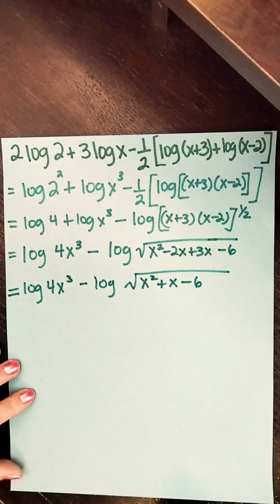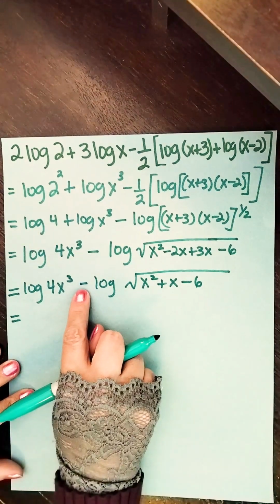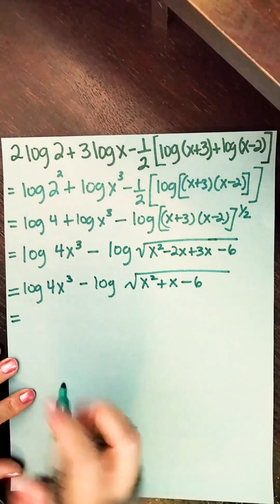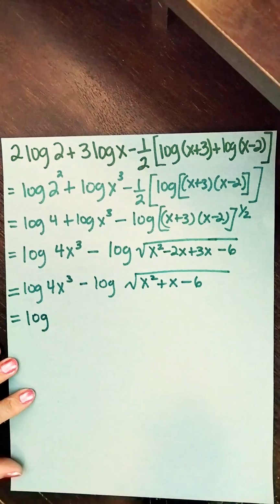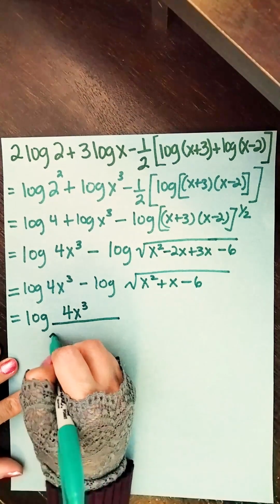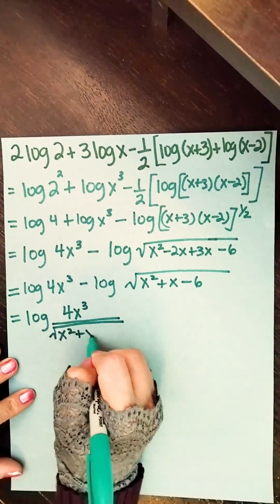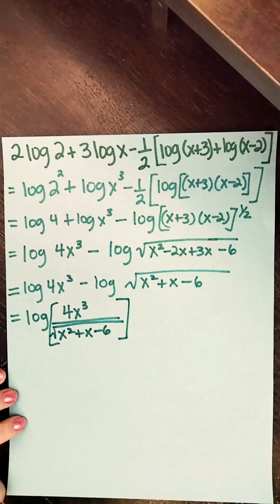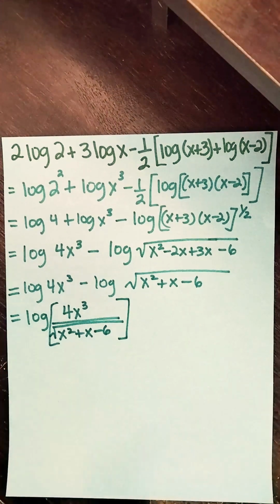Equals. And then I am subtracting two logs. So the quotient property of log states when you subtract two logs with the same base, then that's equal to the log of one argument divided by the other argument. And that is it. That is how we write this sum and difference of logarithmic expressions into a condensed form.